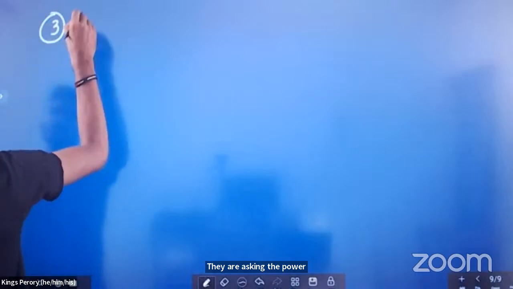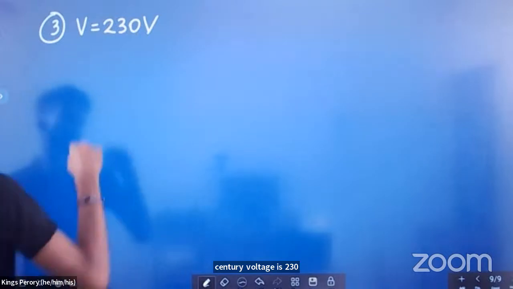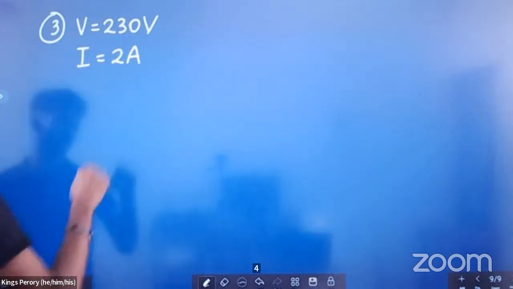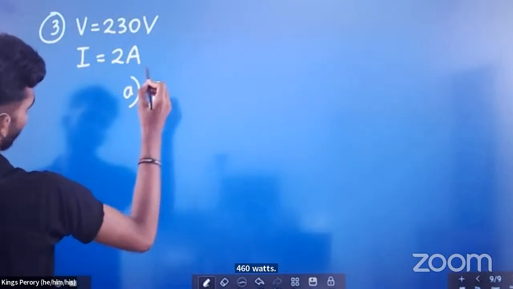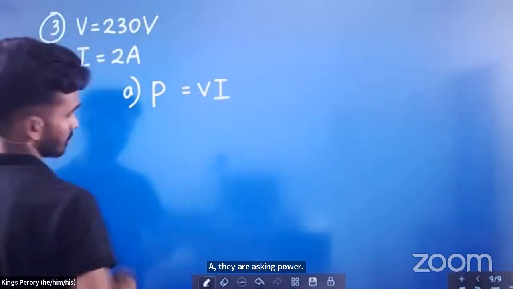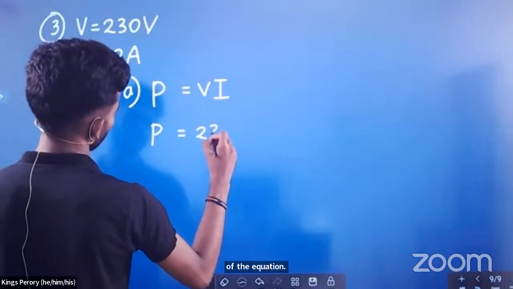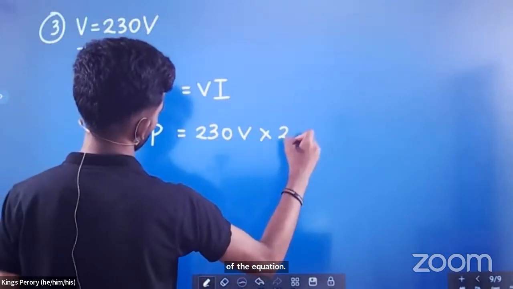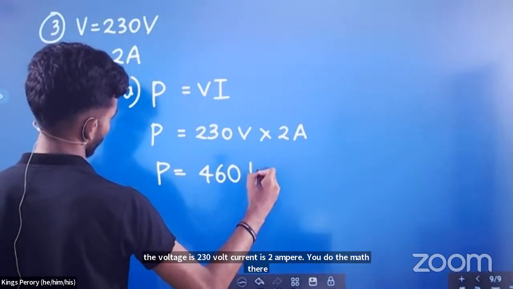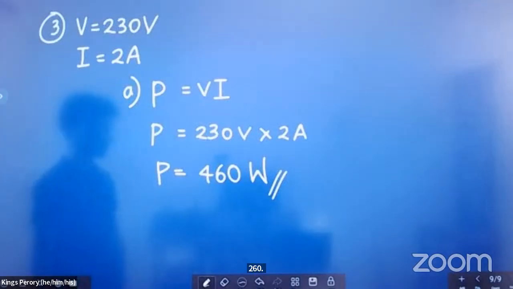Question 3, voltage is 230 volt. Current is 2 ampere. A, they are asking power. Power is equal to VI. First equation. From there, voltage is 230 volt, current is 2 ampere. You do the math there. 460, what do you call it? 460 watt.